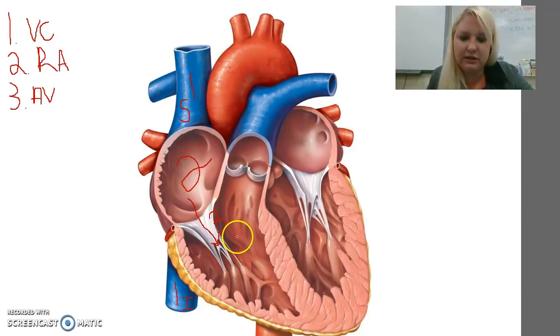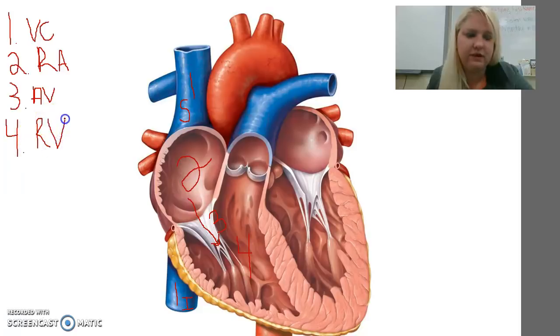Then it's going to enter into our second chamber. This is structure number 4. So structure number 4 is going to be our right ventricle. The ventricles are our actual pumping chambers, and I want to show you kind of how this makes sense.